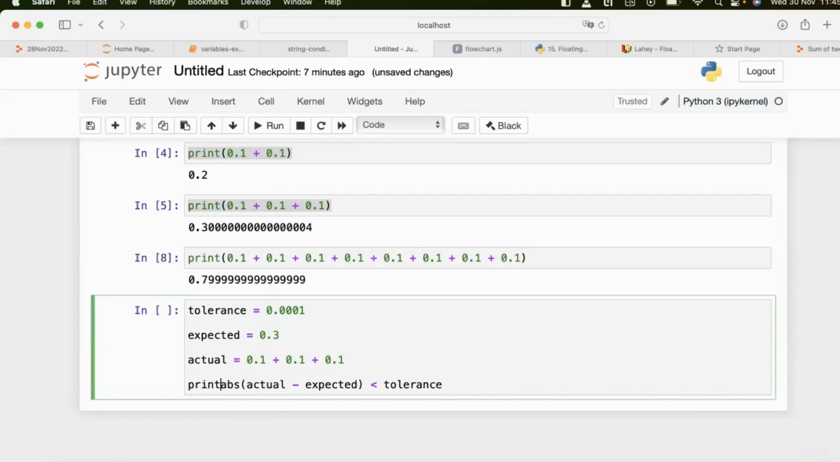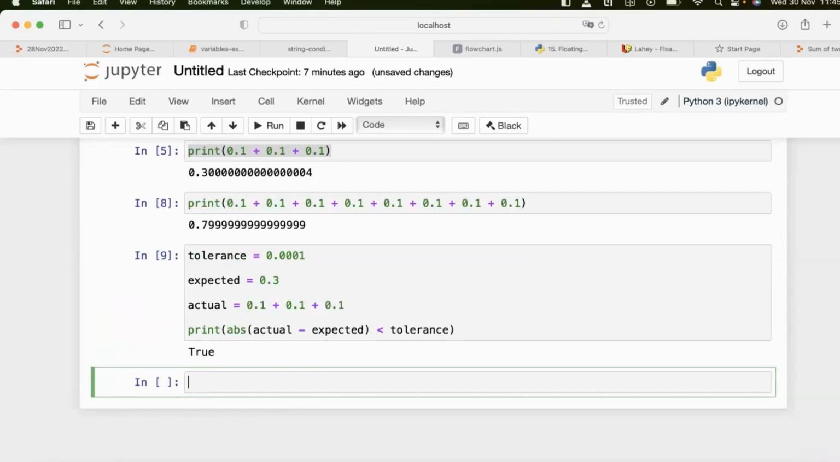So if you print this, what do we expect the answer? We get a true. Right? So in most of the cases, this is the way you should be using floating point checks or arithmetic comparison. You should not do it using actual equal to expected.